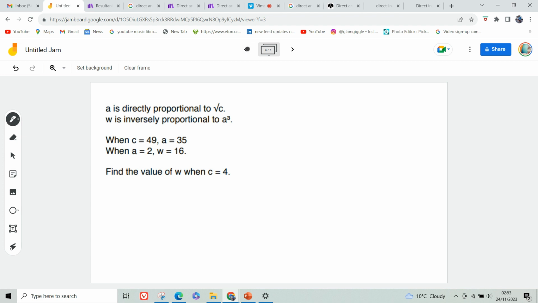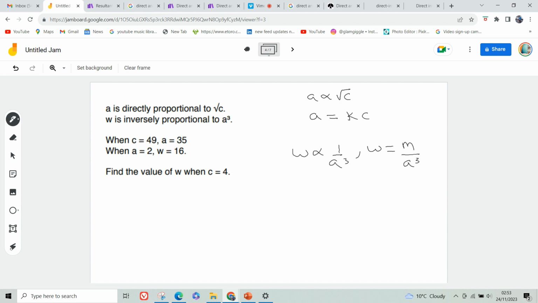So a is directly proportional to the square root of c, so a will be k times the square root of c. Okay, let's write this first. Now w is inversely proportional to a cubed, so it means w equals, let's say, m over a cubed. Okay, right.